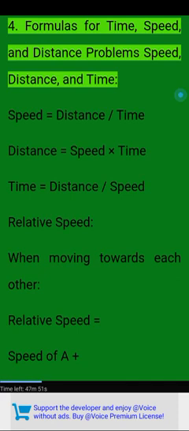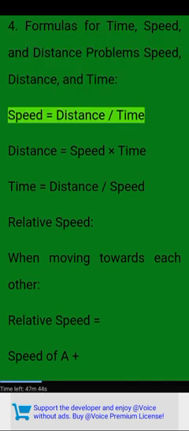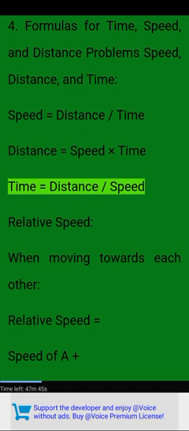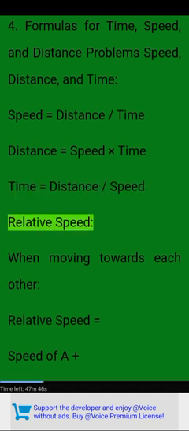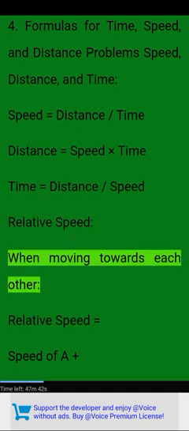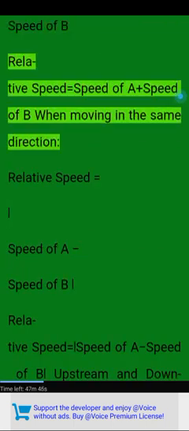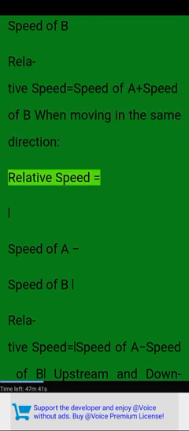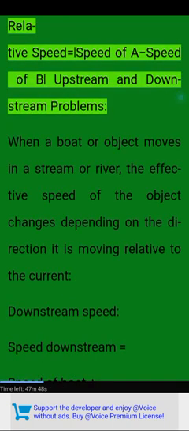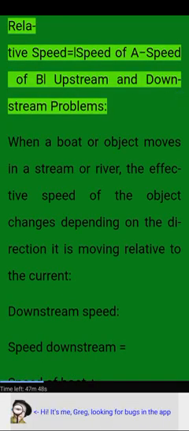4. Formulas for time, speed, and distance problems. Speed equals distance divided by time. Distance equals speed times time. Time equals distance divided by speed. Relative speed: when moving towards each other, relative speed equals speed of A plus speed of B. When moving in the same direction, relative speed equals the difference of speed of A and speed of B.